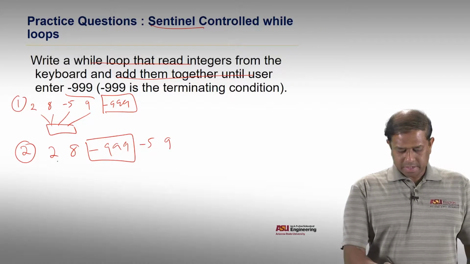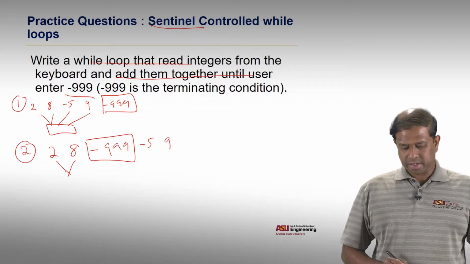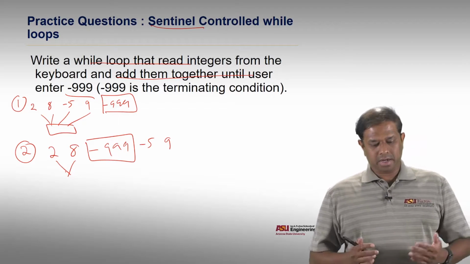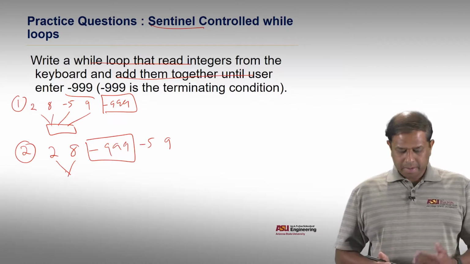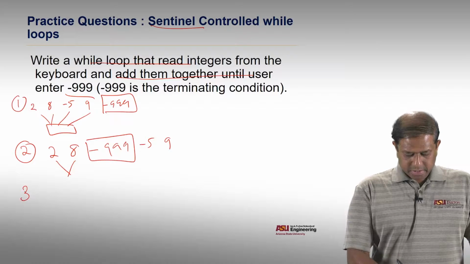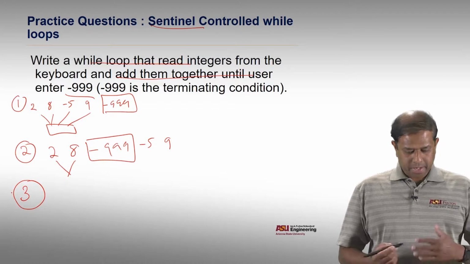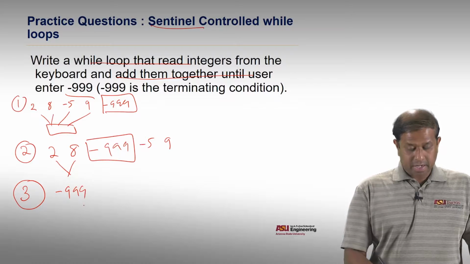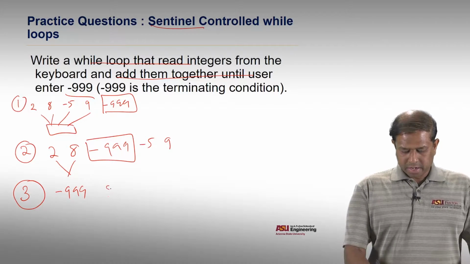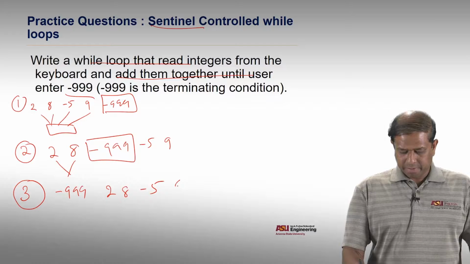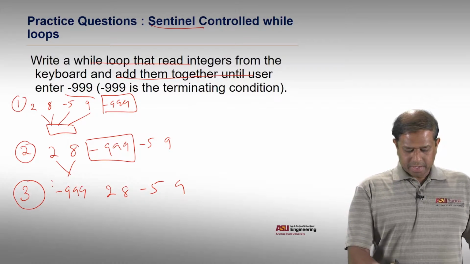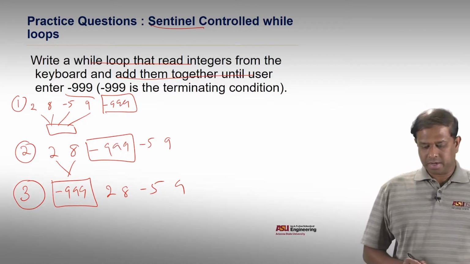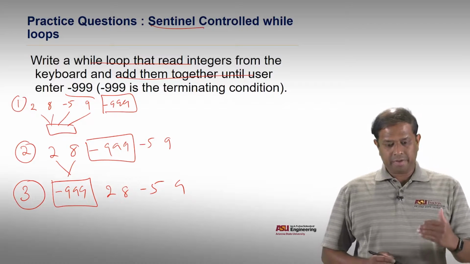So in that case, we'll be adding only these two together. When you see -999, we are going to stop the program. Here is another situation where we can have a separate type of input stream, in which we can have the sentinel as the very first number. Then regardless of the values for the rest of the input stream, the program will be terminated as soon as it reads the very first number.